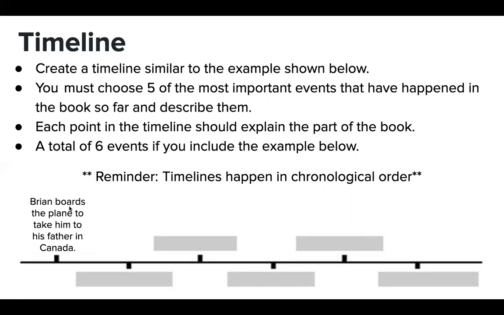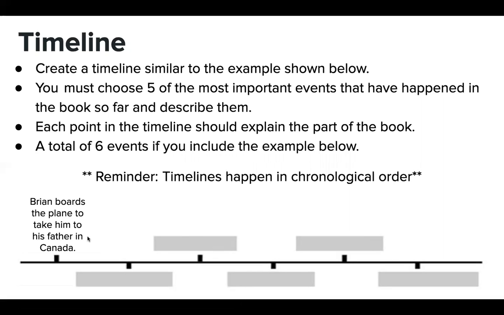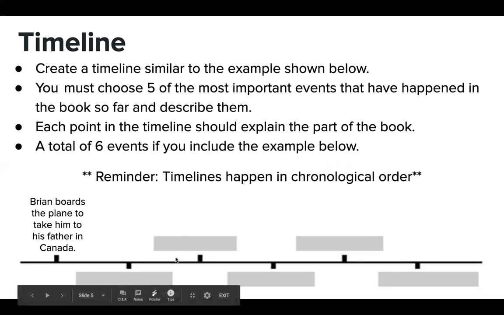I started at the very beginning. If you want to start your timeline with mine, it's Brian boards the plane to take him to his father in Canada. So you want to come up with 5 more, and you can make this timeline on your piece of paper. It's just a straight line, and then put your little tabs there. And a reminder that timelines happen in chronological order. I mean, you can't bounce around to different parts of the book. It should go in order.